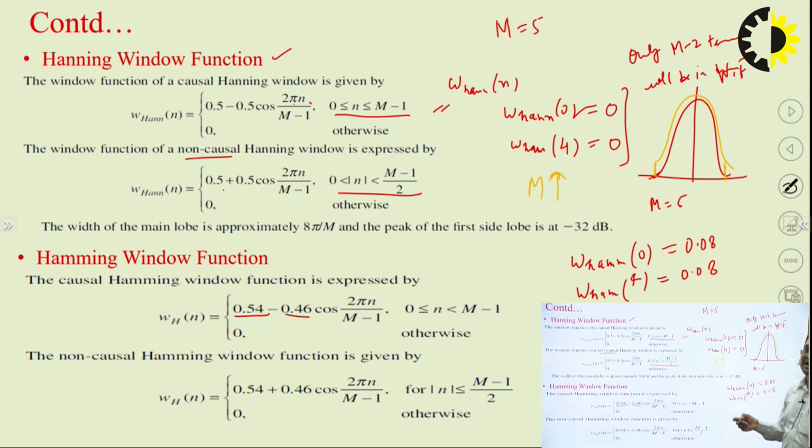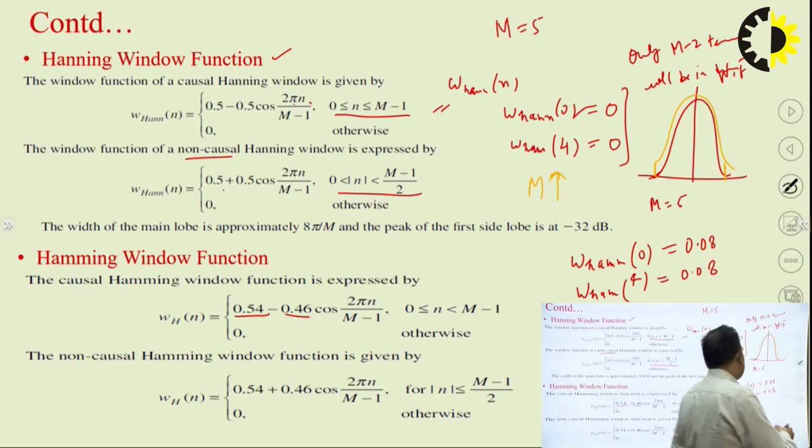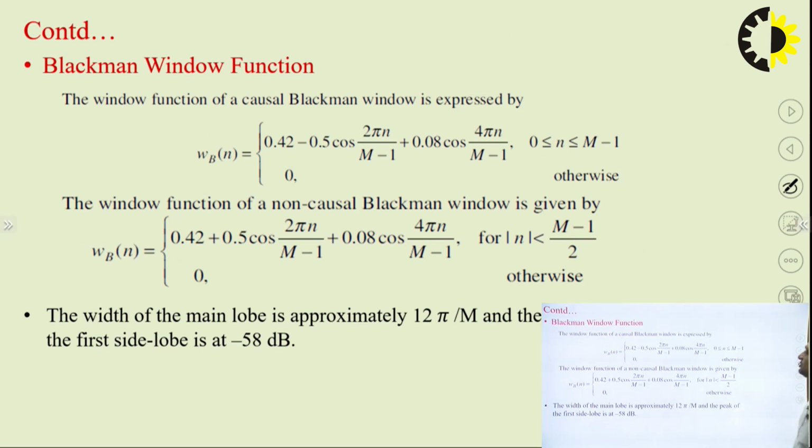So you have to make a compromise about which window function you will take, and design the FIR filter with that window function, and for that window function what optimum filter order you should choose. Then the next one is the Blackman window function.